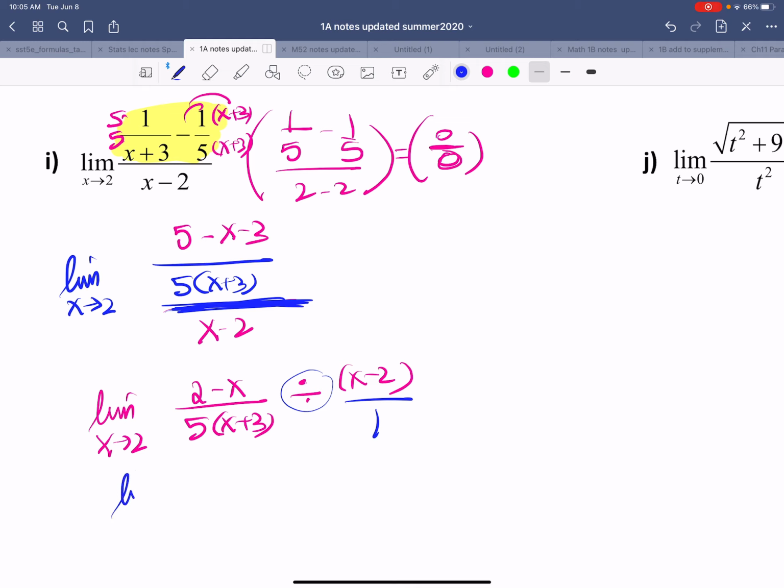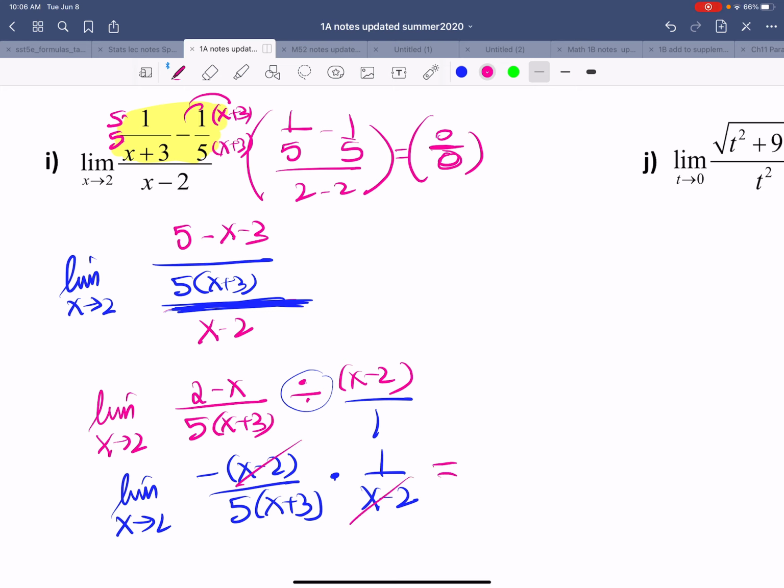Okay, so limit as x approaches 2. 2 minus x, if I can factor a negative out, this is the same thing as negative times x minus 2, because they're opposites of each other. And now I can see the light because I'm able to cancel the x minus 2, and that's what was causing me trouble. That's what was giving me 0 in the denominator. I can go ahead and plug in the 2 for x now. 5 times 2 plus 3. It turns out to be negative 1 over 25, and that's my limit in this case, negative 1 over 25.